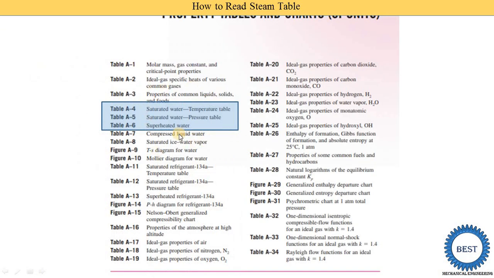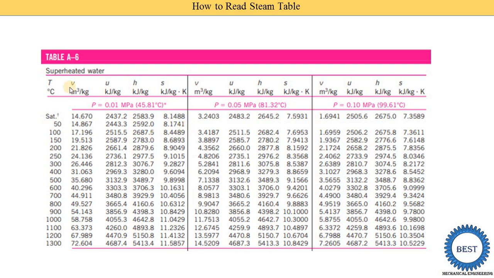Now the third table is the superheated water. When the steam is superheated, we require two parameters, temperature and pressure. Both are required to find the properties of superheated steam. Here you see Table A6, superheated water. Something changes here, because in the superheated state only the gas phase is there, so these values are given for the gas phase.